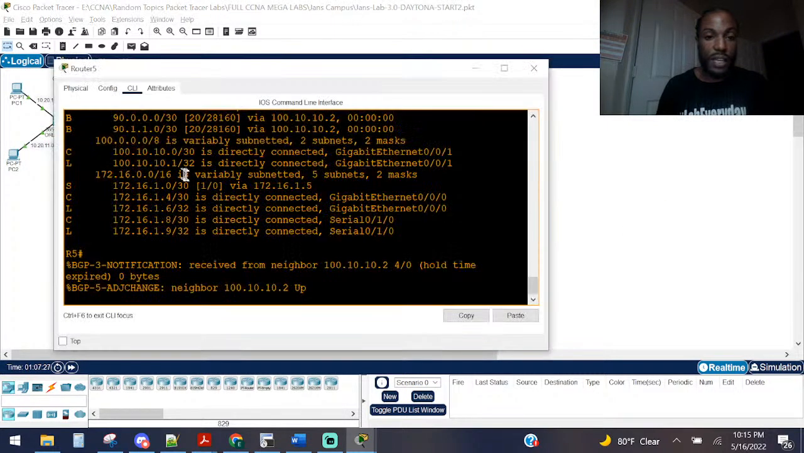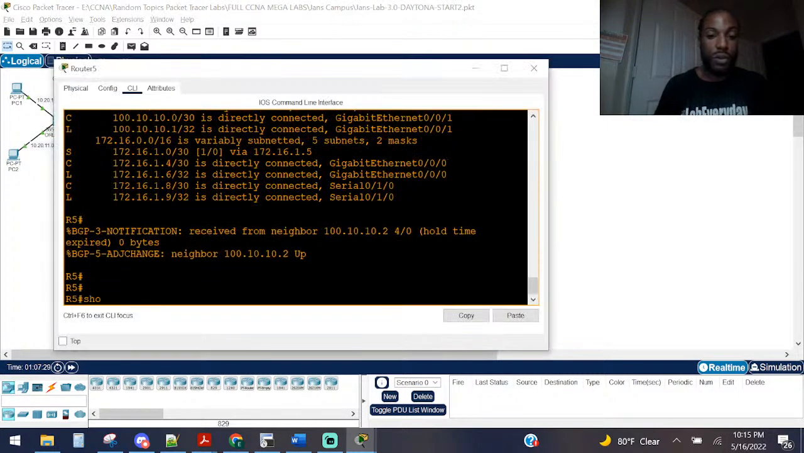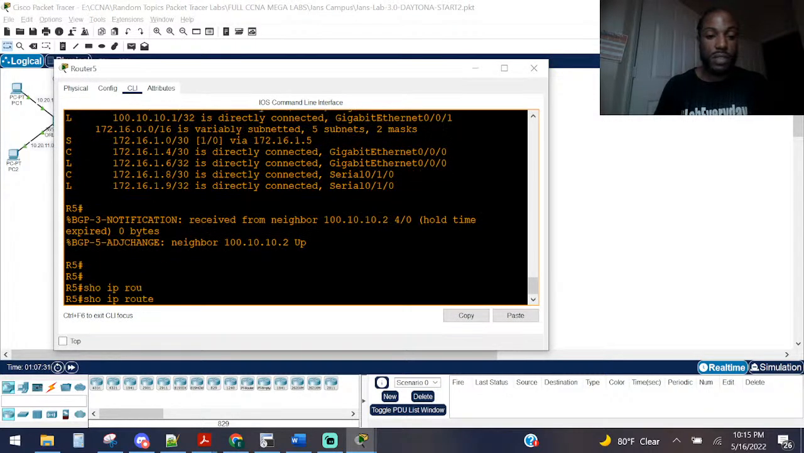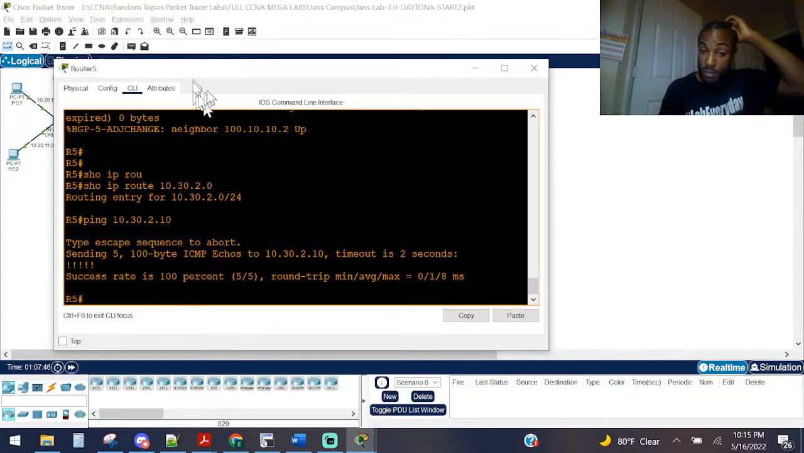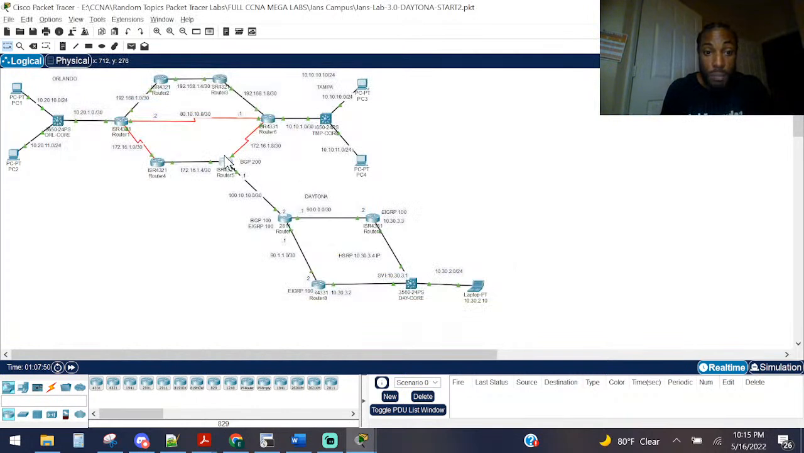Does router 5 know how to get there? 10.30.2.0. Show IP route 10.30.2.0 network. Routing entry is there. So he does have a routing entry to the 10.30.2.0 network. And can he ping 10.30.2.10? So router 5 can ping it. So it's possible that we might have to just get some connectivity there. So router 5 can ping the laptop.